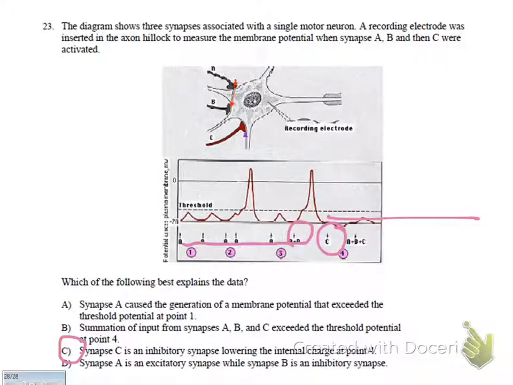And then you can go through and mark the rest of them out. Synapse A caused the generation of membrane potential. Well, it didn't right there. It didn't reach threshold. The summation of A plus B, well, if you look at the picture, A plus B didn't happen until here, and it had already gone up. And then D says synapse A is excitatory while B is inhibitory. Okay, well, if you look here, after B it goes up. So A plus B does excite it, but just A excites it too. All right, I hope that helps.